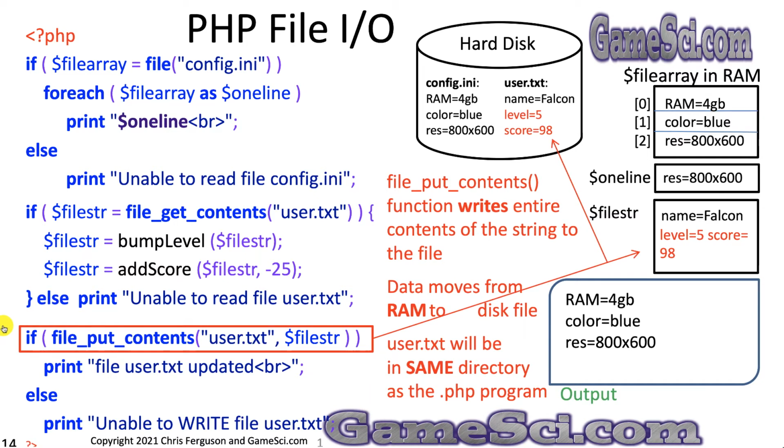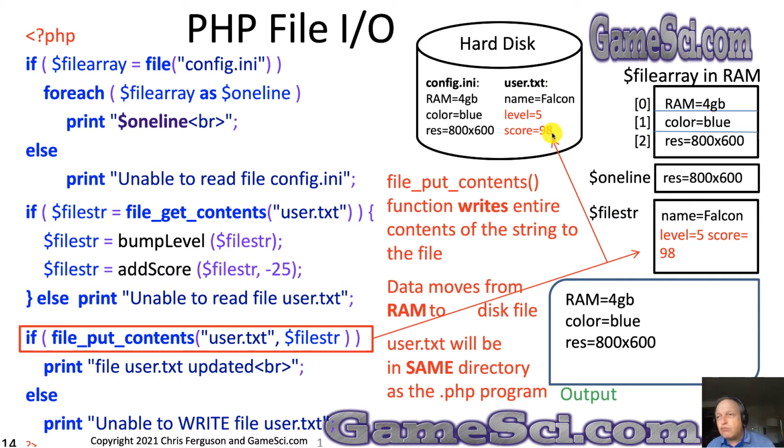By this point, we read the data from the file into RAM memory. We changed the data while it was in RAM memory, and now we're going to write it back out to the disk. If file_put_contents, pass it the file name and the file string. This is the file_put_contents function. It writes the entire contents of the string to the file. In this case, the data moves from RAM to the disk file. So I'm taking the data out of RAM and writing it back to the disk drive.